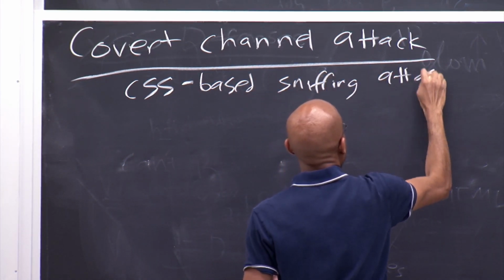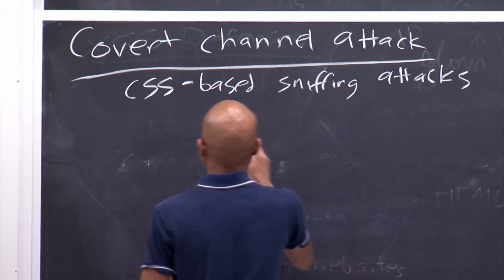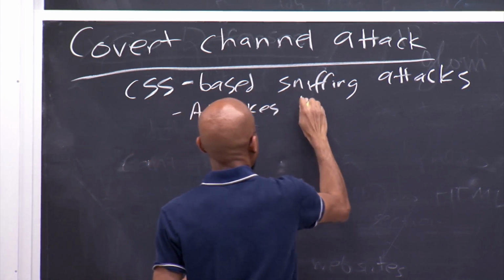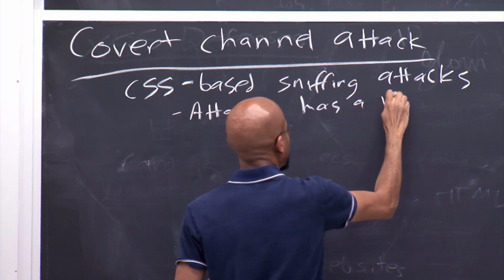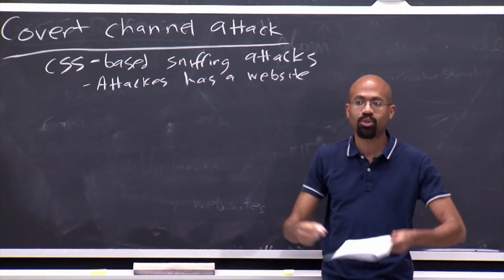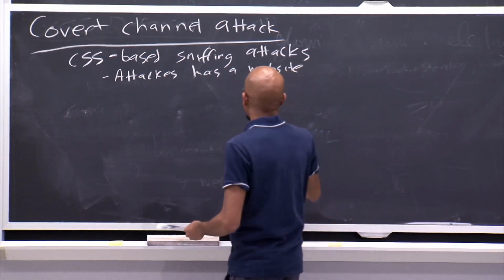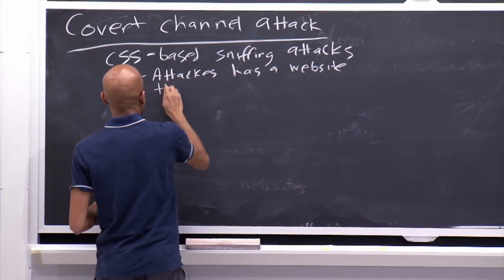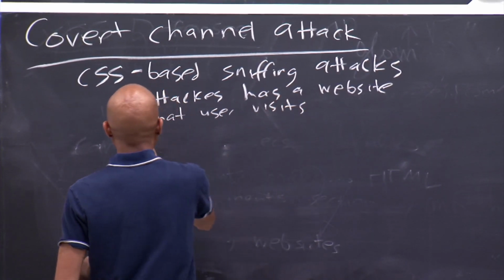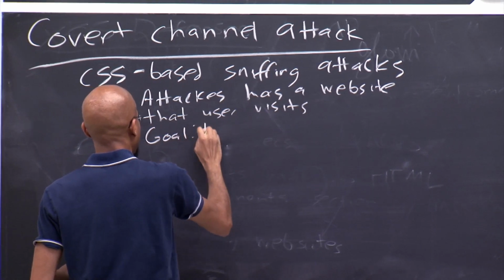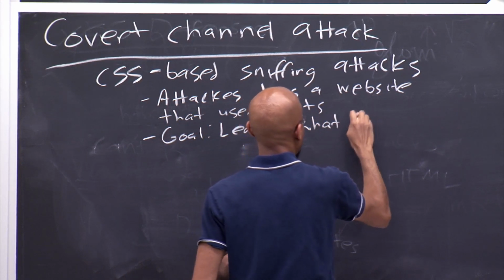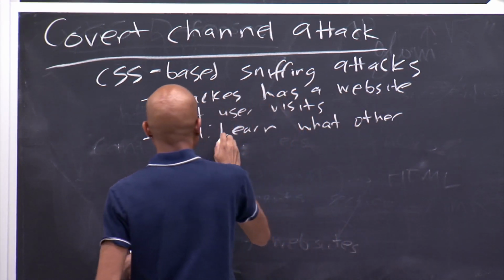So what is this attack all about? So the attacker has a website that the user can visit. And once again, getting a user to visit a website is actually usually pretty straightforward. You create ads, you send them a phishing email, whatever. So the attacker has a website that the user visits. And the goal of the attacker is to learn what other websites the user has visited.